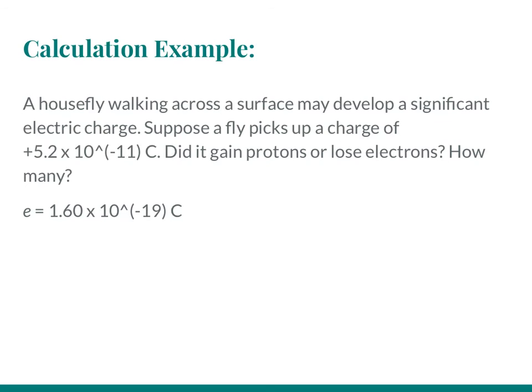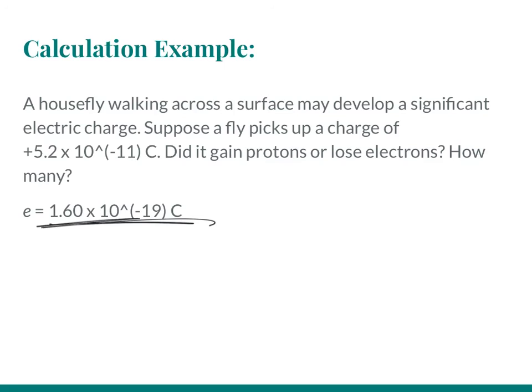And one last little bit that we got to do before this lecture is finally over is one last calculation, or I guess really one first calculation. And that is using this number to figure out a number of protons and electrons. So we're going to read the question. It says a housefly walking across a surface may develop a significant electric charge because its little feet are rubbing on whatever surface it's walking. Suppose a fly picks up a charge of 5.2 times 10 to the negative 11th coulombs. Did it gain protons or lose electrons, and how many?